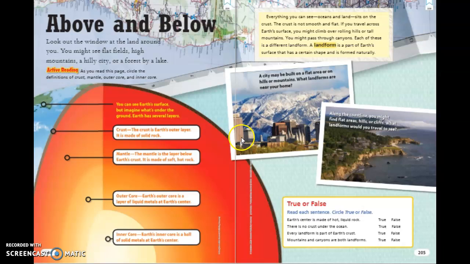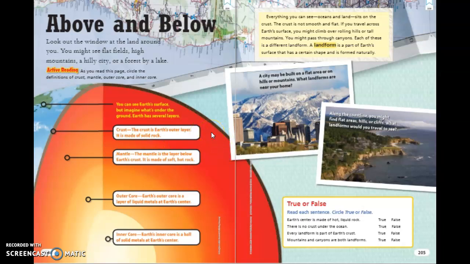Now we're going to complete the active reading. So we just read this page. I want you to pause the video and circle the definitions of crust, mantle, outer core, and inner core. All right, so you were circling the definitions for crust, mantle, outer core, and inner core.